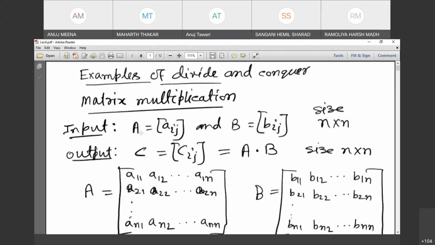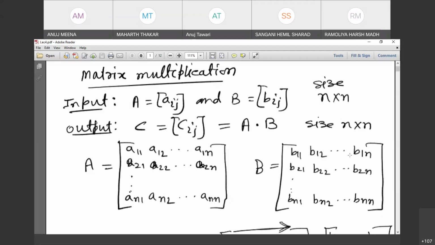So the definition is simple. We are given two n cross n matrices A and B, and we need to output the product of these two. Let's say the entry in the ith row and jth column is a_ij, and in B it is b_ij. So this is how the two matrices are defined. They're all n cross n matrices, and we need to output the product.